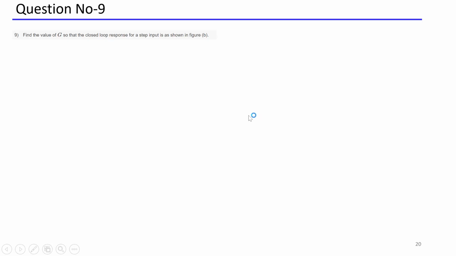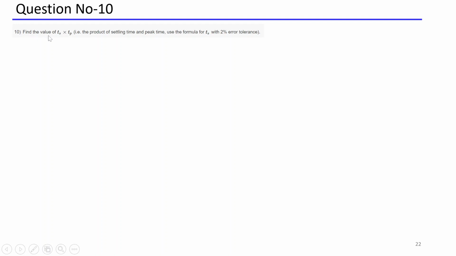So in this question actually they also ask to find the value of g. We already calculated the value of g. Then find the value of Ts and Tp. Ts is called the settling time. Because he is giving a 2% tolerance band. For a 2% tolerance band, the settling time is 5 times of T.